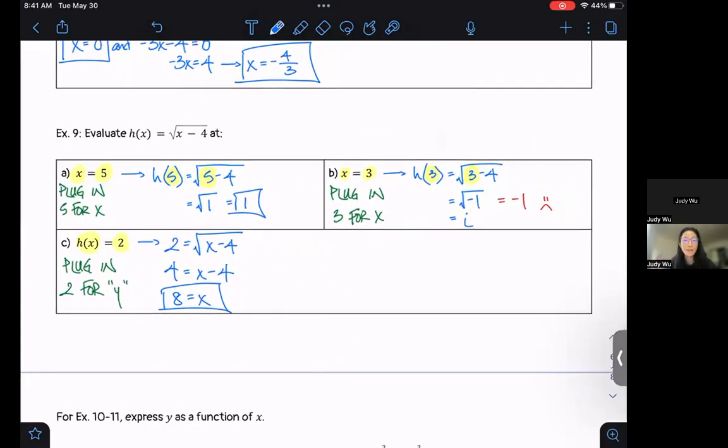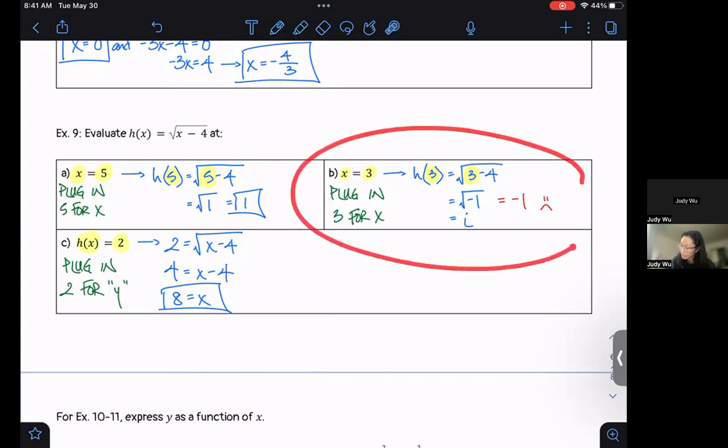So there's example 9. Thinking about plugging in different things in different places, but also a reminder that we will not always just be working with real numbers.